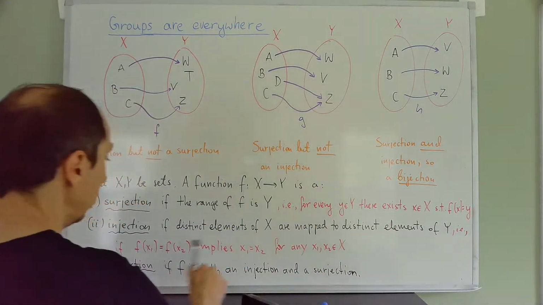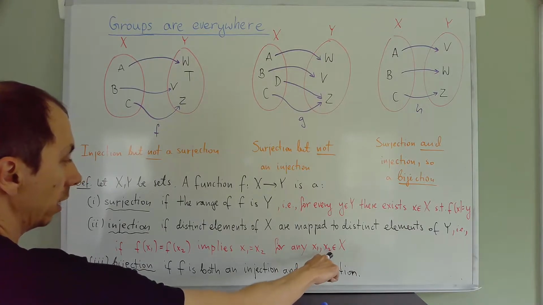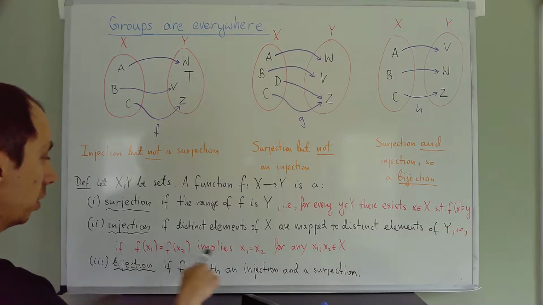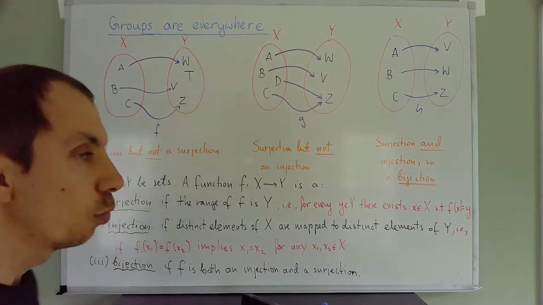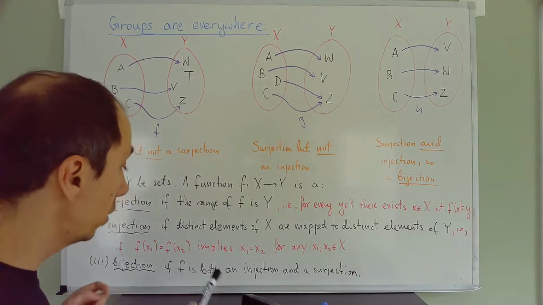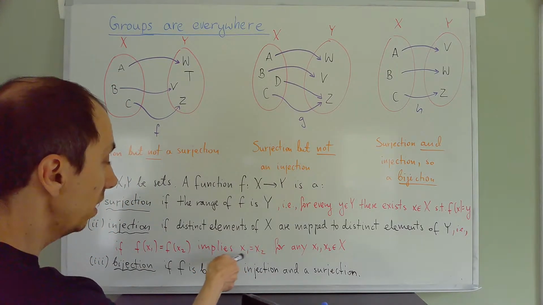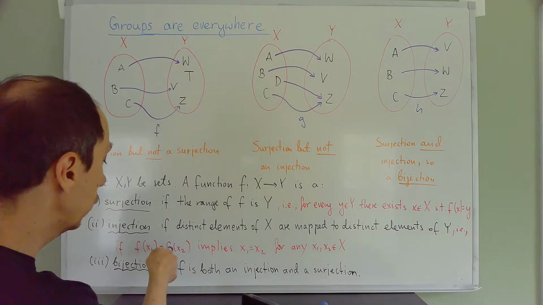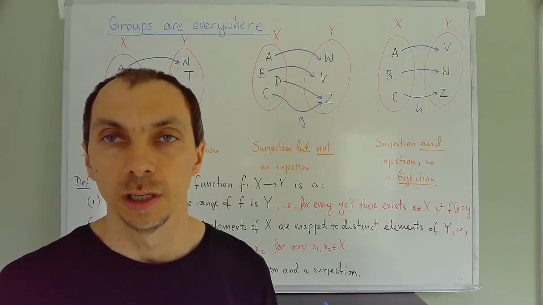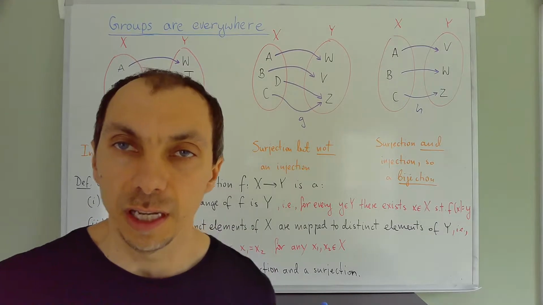More formally, that means if I take any two x1 and x2 in x, then whenever f of x1 is equal to f of x2, that means that the elements were the same to start with. In other words, if these elements were not the same, then f of x1 is not allowed to be equal to f of x2. So that's an injection.